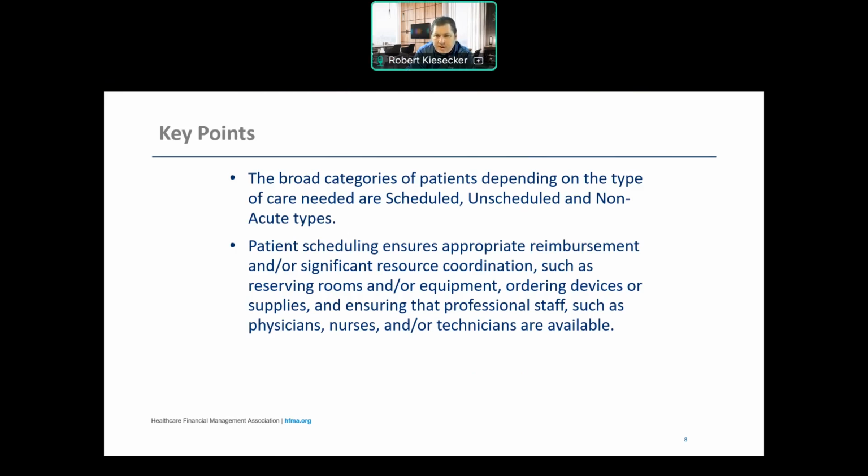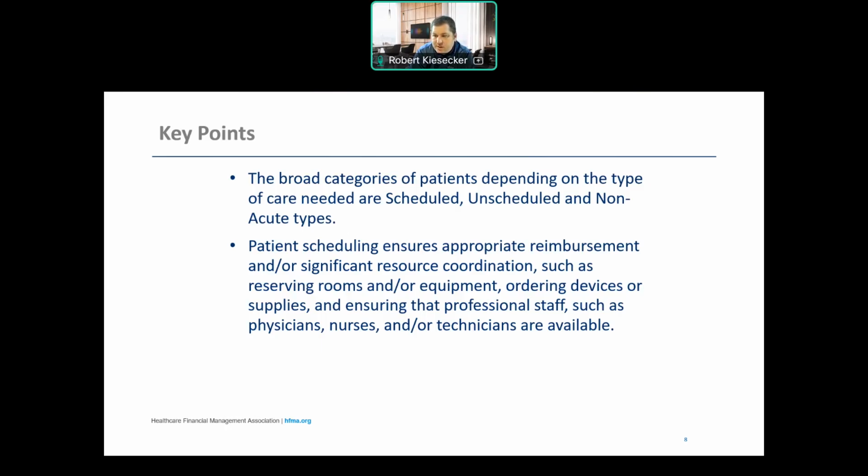Patient scheduling ensures appropriate reimbursement and/or significant resource coordination, such as reserving rooms and/or equipment, ordering devices and supplies, and ensuring that professional staff, such as physicians, nurses, and estheticians, are available. Although scheduling is the preferred method, you have to look at your facility. Each facility is going to have a different model. If you're an ED, you're not going to have many scheduled patients. That's just the nature of that service. So there are some nuances to this.